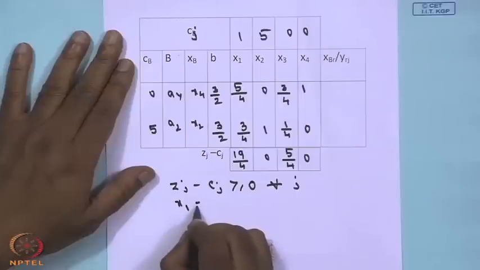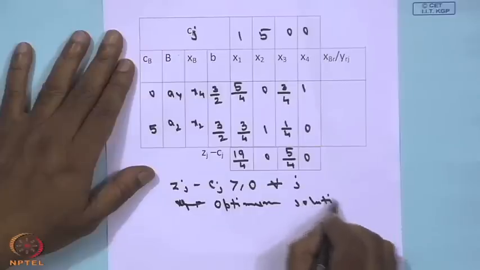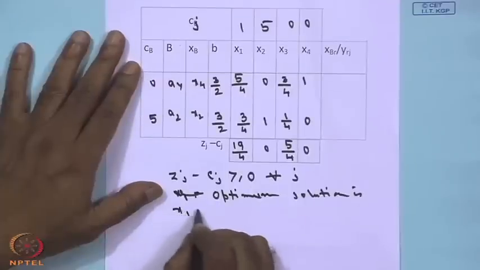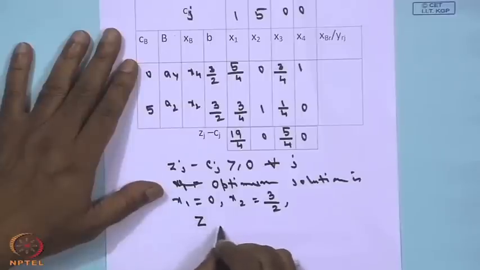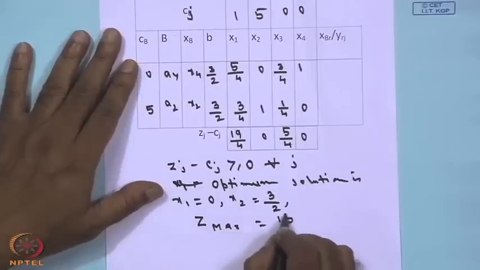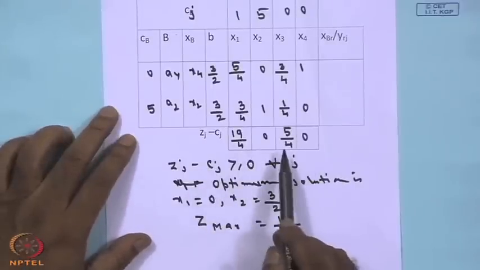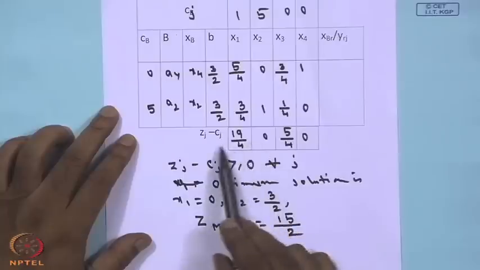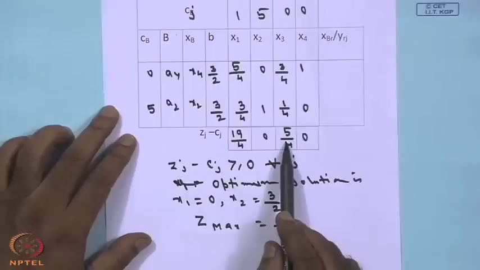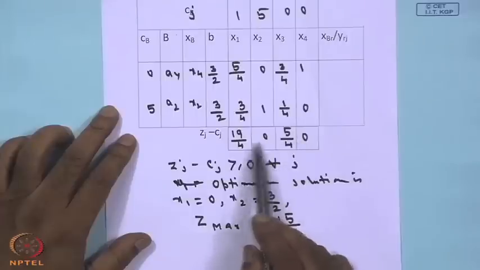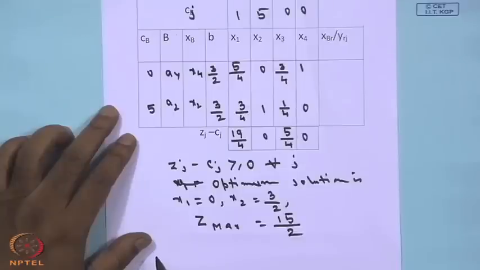basis. So, your optimal solution is, your x1 is not in the basis. So, x1 is 0, x2 is 3/2, and if you calculate z max, your z max will become 15/2. Again, if you see, zj minus cj corresponding to x1 and x3 is greater than 0 for non-basic variables, whereas for basic variables x2 and x4, zj minus cj is 0. So, you can say that the optimal solution is unique. Thank you.